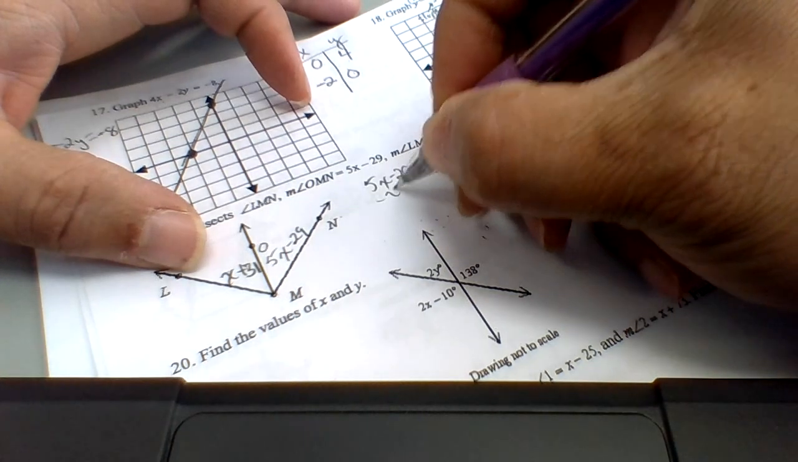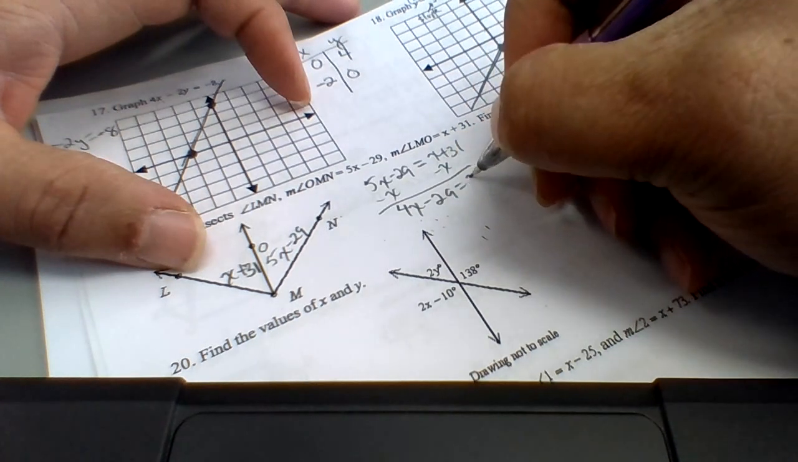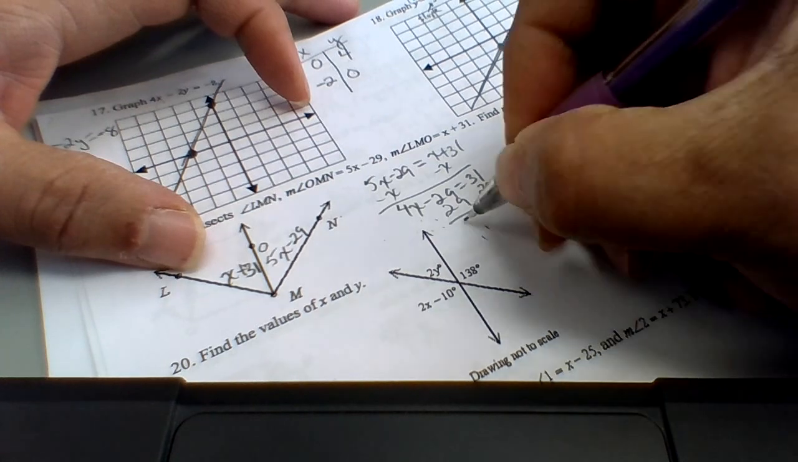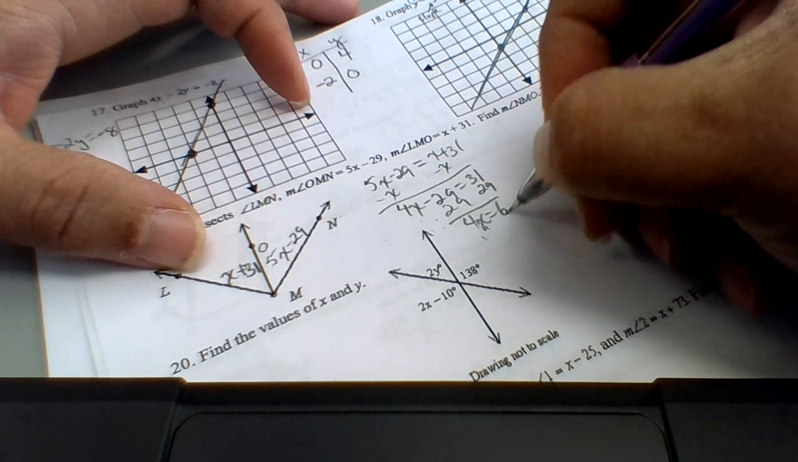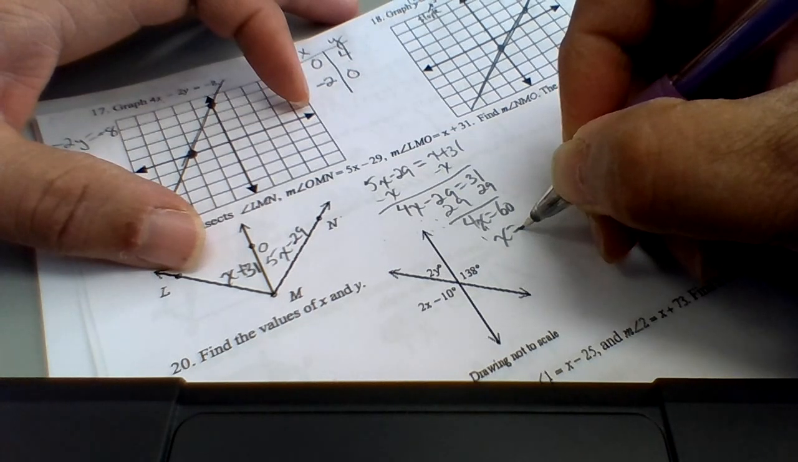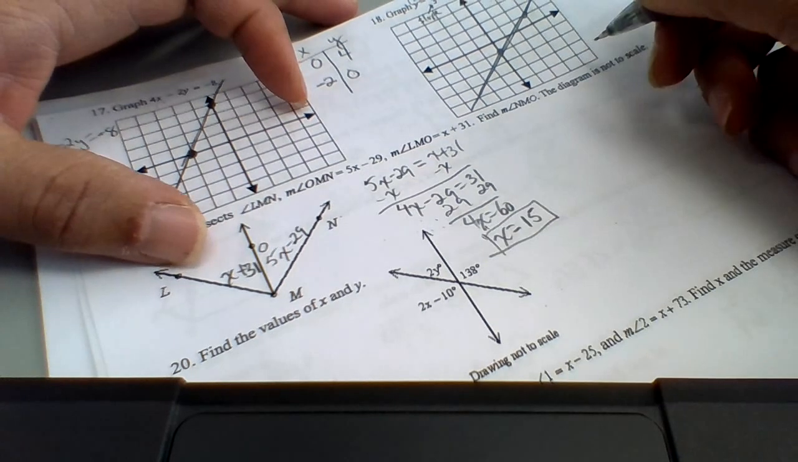Subtract x from both sides. 4x minus 29 is equal to 31. Add 29 to both sides. So 4x is equal to 60. So x equals 15. X equals 15.